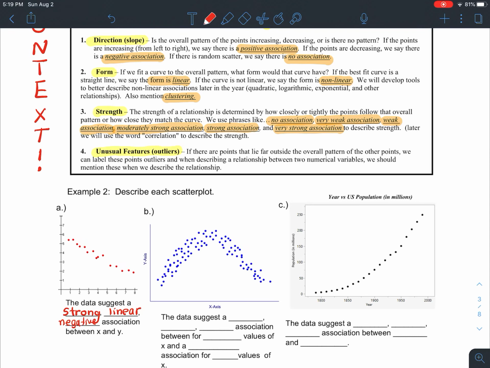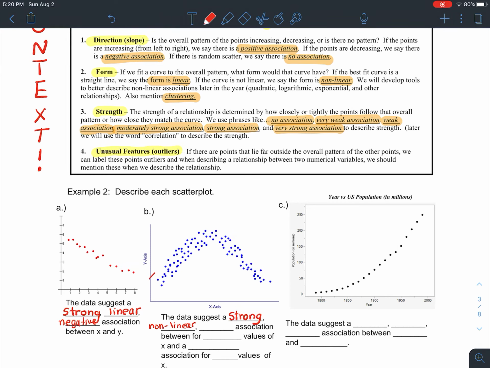Okay, moving on to number 2. Now number 2 here, we can see that there is a distinct curve to this. So when I do the form, I'm going to choose the term nonlinear. I'm going to say the data suggest, and I am going to choose the word strong here because it does feel like these points are very tightly clustered together in a form here. It is nonlinear, but they are tightly clustered together. So I'm going to call that a strong, but then it's going to be nonlinear.